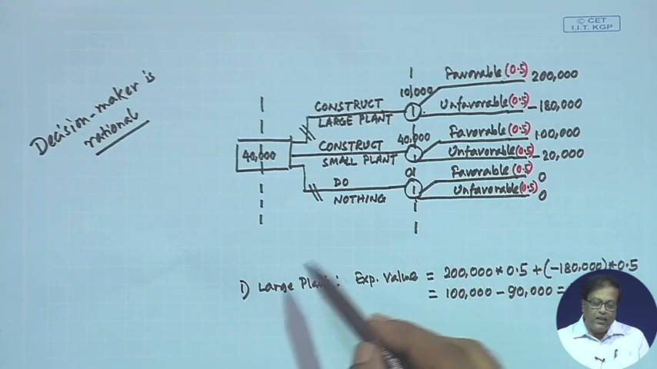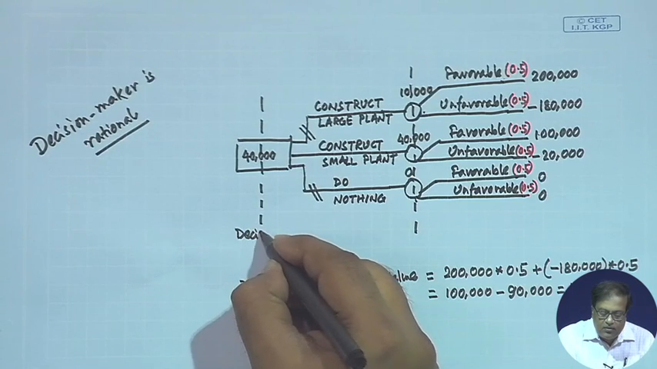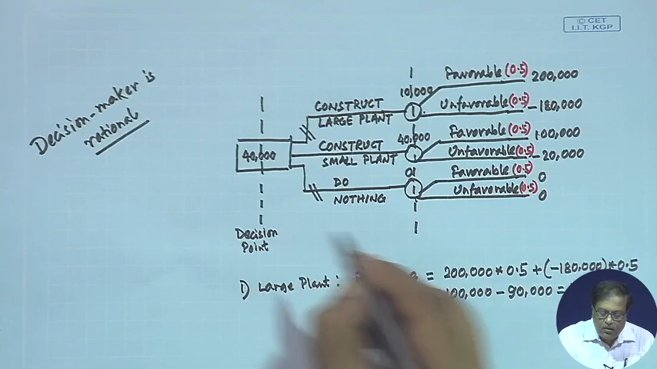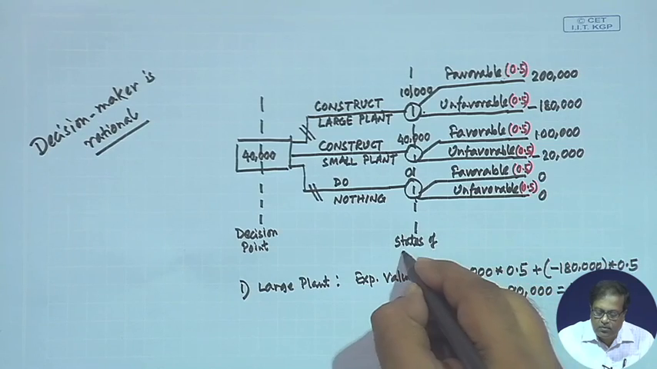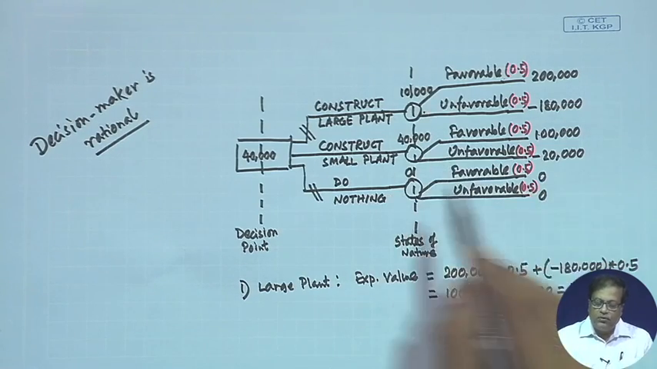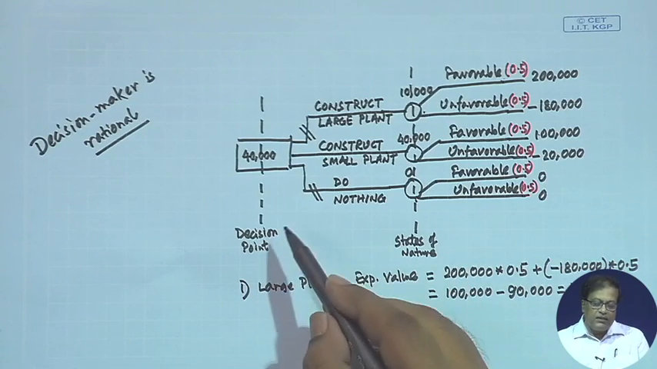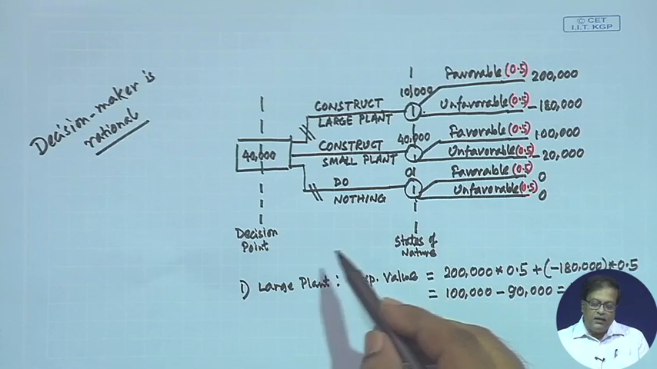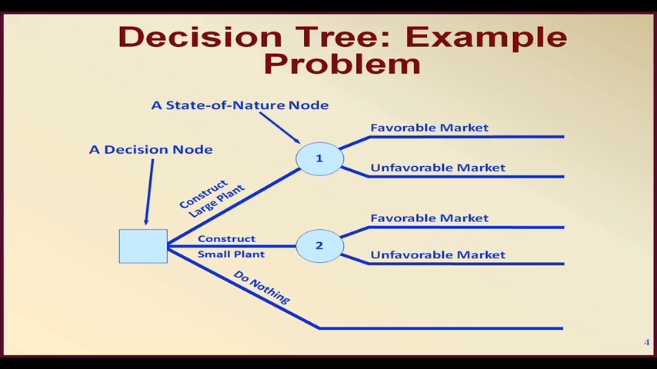So, once again let us look at what is there in the decision tree. We have a decision point, right, and the other we have the states of nature, right. So, here we have the states of nature, where we have decision point. Now, this is a simple problem, there is a single decision point. In a more complex problem, we may have a number of decision points. So, let us look at how all of these look.